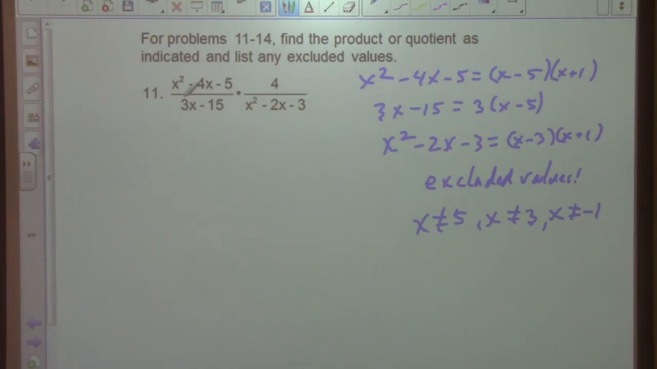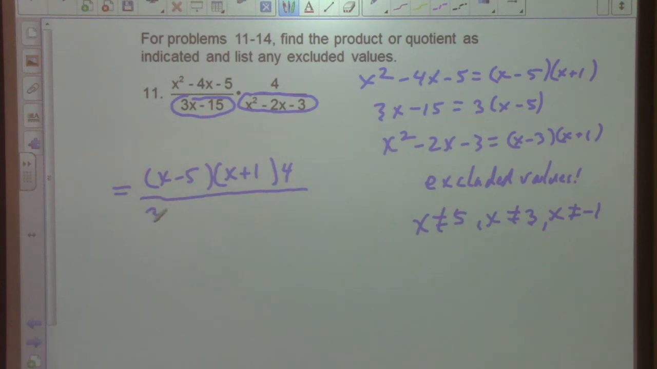And we just had to worry about these things, right? So that takes care of that. Now can we rewrite this whole thing and start canceling all over the place? We should be able to, at least we hope we'll be able to. So the 4 will go over there. So we get x minus 5, x plus 1, and we have that 4 there.